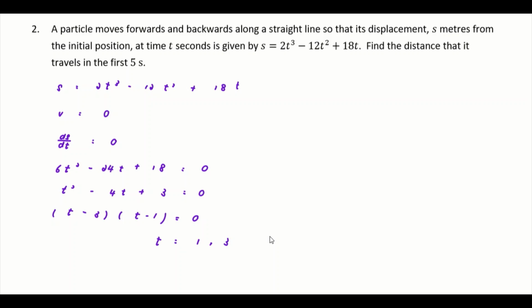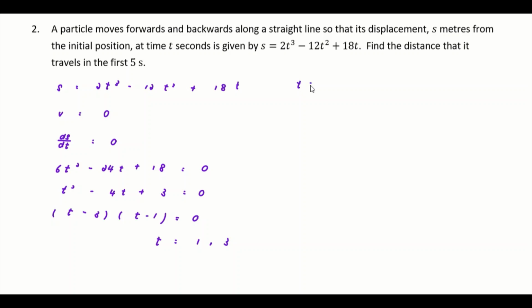Okay, so now let us try to see what happened. What we need to do is to find the displacement when t = 0, meaning at the initial point, then t = 1, the changing of direction, t = 3, the other changing of direction, and the end, which is t = 5. Then after that, we'll have a diagram, then we'll be able to know how to calculate the distance. All right, so let's start with the first one.